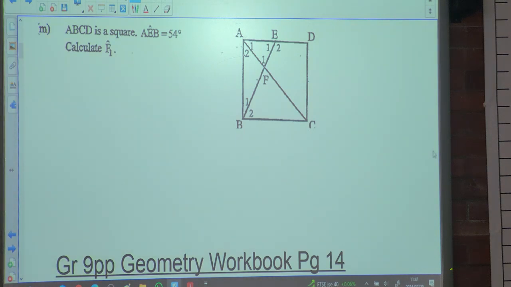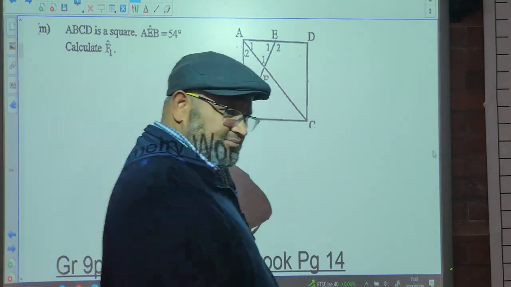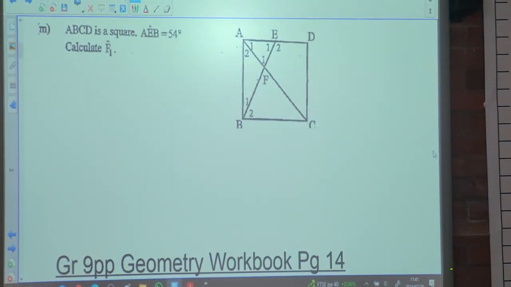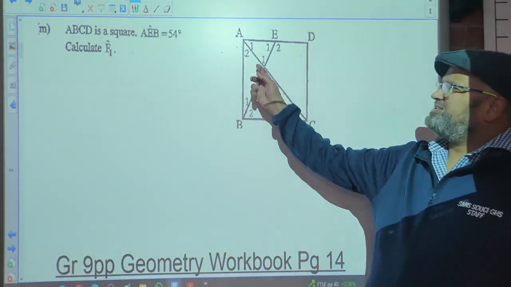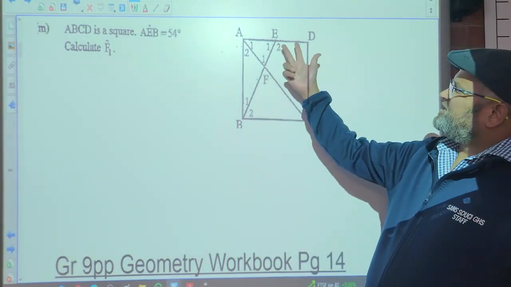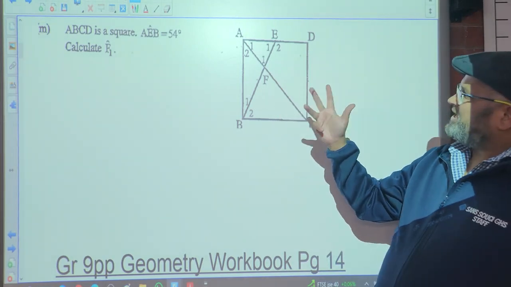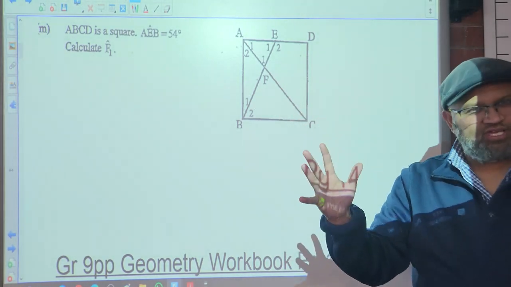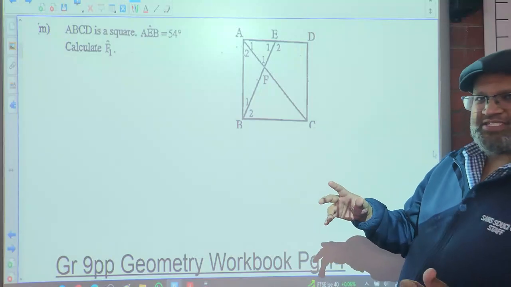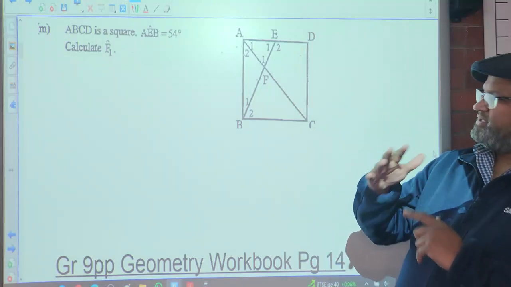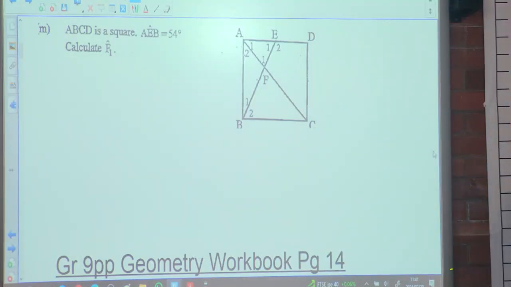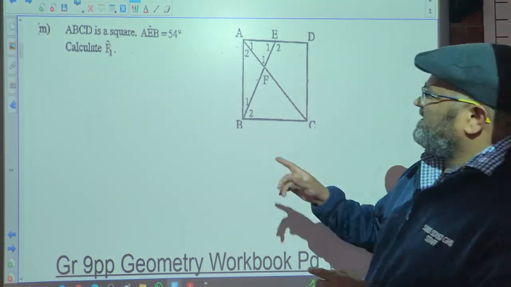People, if this is a square, what do we know? Four sides are equal, yes? All sides are equal. Vertex angles are 90 degrees, yes? Two pairs of opposite sides are parallel. Diagonals bisect each other. Diagonals are equal to each other. Diagonals bisect the vertex angles.